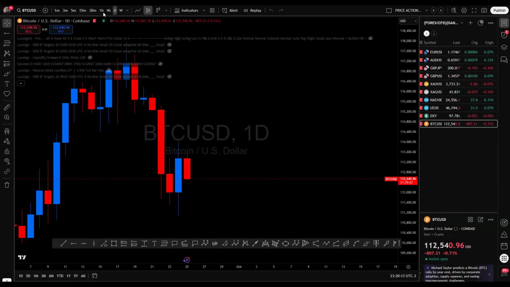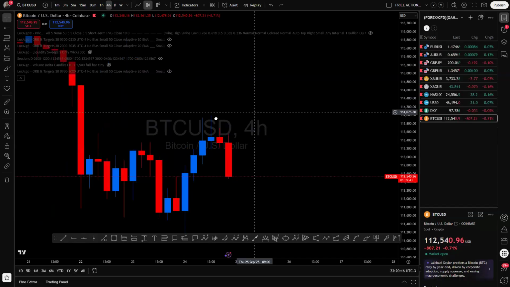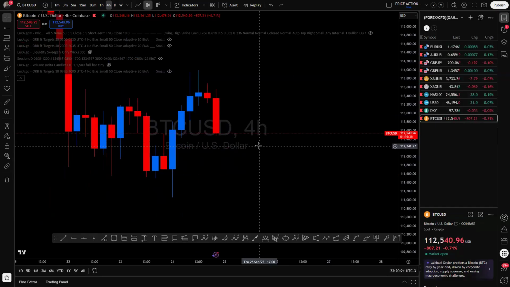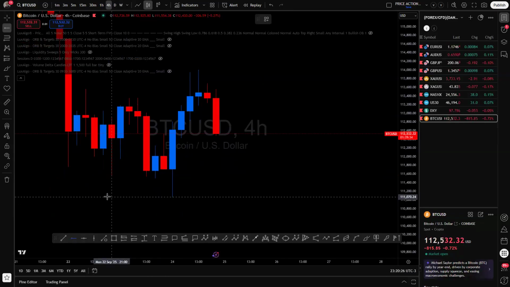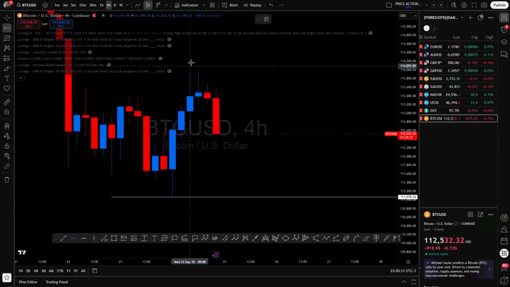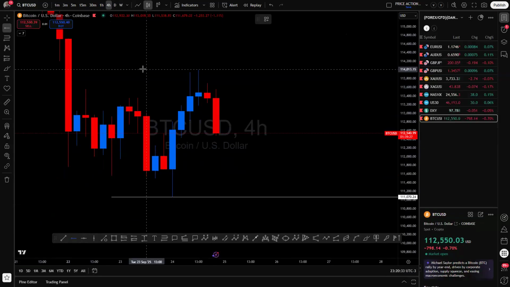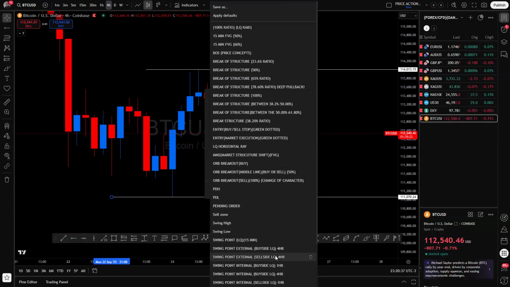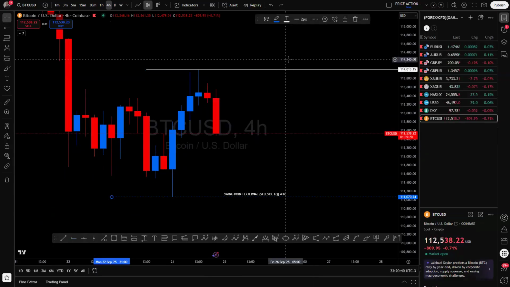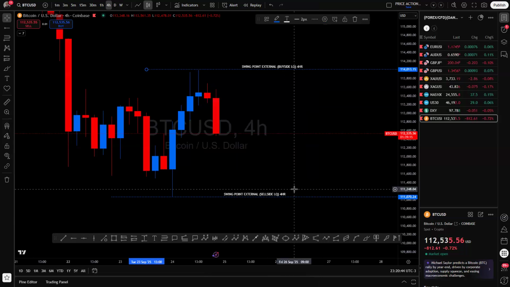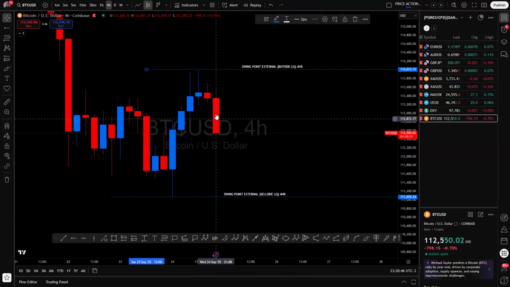Then on the 4-hour time frame, what I'm going to do is mark up buy side and sell side liquidity, as well as mark up the most recent fair value gap. So we have some sell side liquidity here, and then the buy side liquidity out here. Okay, so I'm going to label this. This is sell side liquidity. This is buy side.